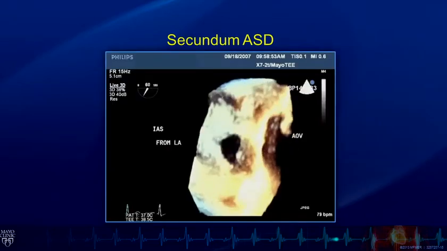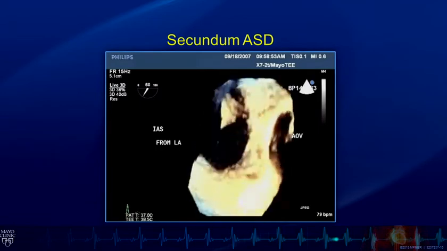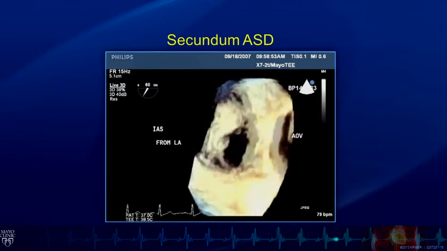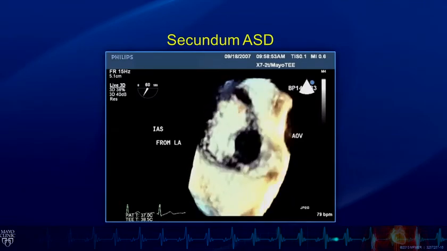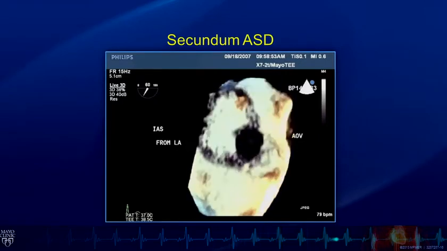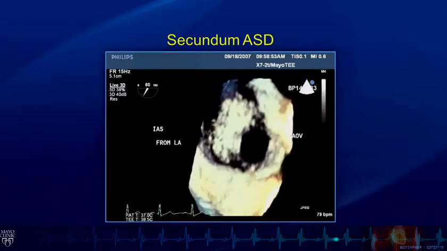This is a 3-dimensional image of the atrial septal defect, and we can see how much the defect changes throughout the cardiac cycle, and really emphasizes that one measurement in one plane is not adequate to determine the size of a secundum atrial septal defect.